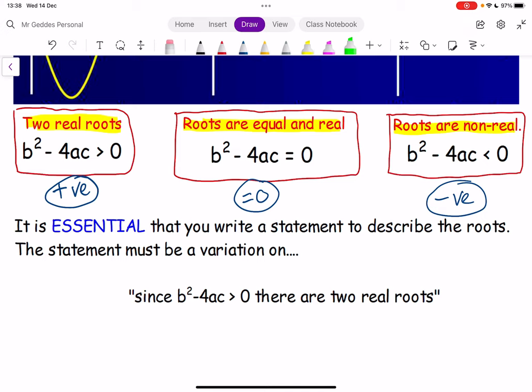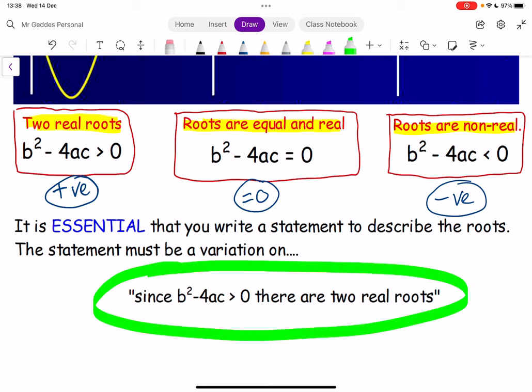And the last wee bit there is kind of an example. Since b squared minus 4ac is greater than 0, there are, what does it say? There are 2 real roots, okay? So you'll see in a second, this just boils down to one line of working. A couple of lines. Okay.